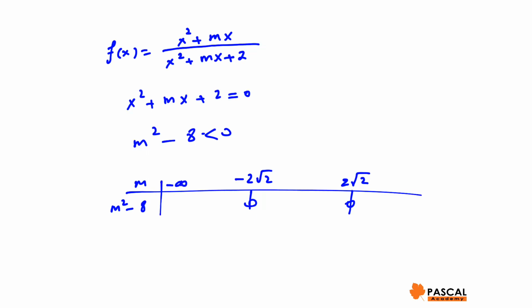For m less than negative 2 root 2, m² minus 8 is positive. For m between negative 2 root 2 and positive 2 root 2, m² minus 8 is negative. And for m greater than 2 root 2, m² minus 8 is positive. Therefore, the given function is always continuous when m is between negative 2 root 2 and positive 2 root 2.